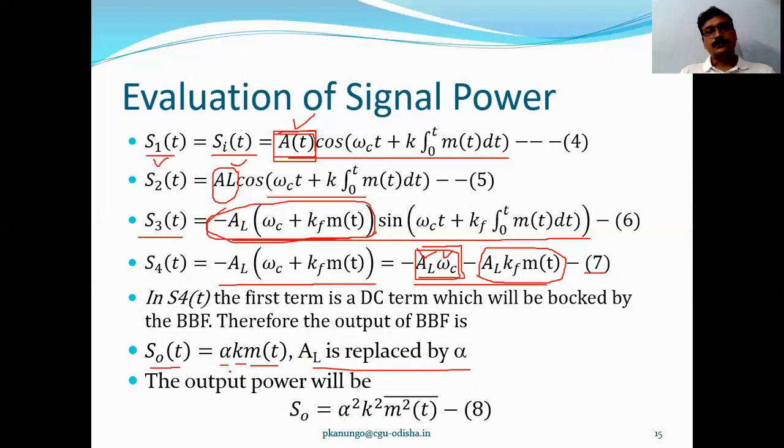So I will take the mean square value. The mean square value is alpha square K square, because they are constant, times M square T bar, or you can say the expectation of M square T. So this is our signal power at the output of the baseband filter. Clear? So here we have evaluated the signal power at the output of the FM demodulator, or the output of the baseband filter.